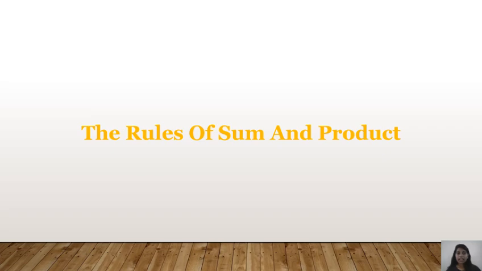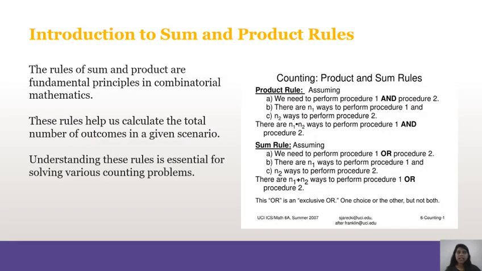Today let us see about the rules of sum and the product. Now let us see an introduction to the sum and the product rules. The rules of sum and product are fundamental principles in combinatorial mathematics. These rules help us calculate the total number of outcomes in a given scenario. Understanding these rules is essential for solving various counting problems. Counting is nothing but the product and the sum rules.